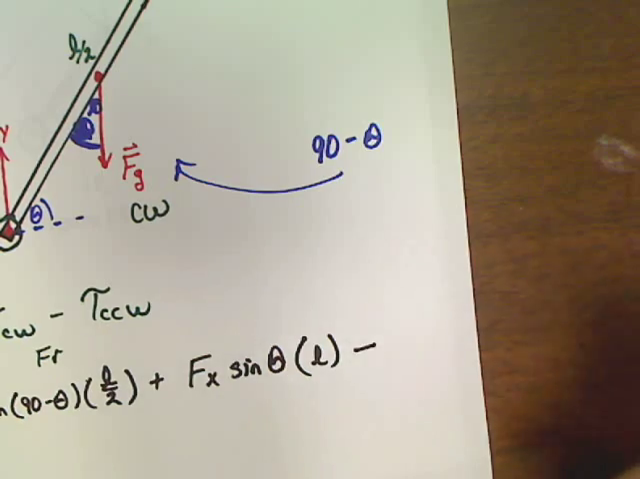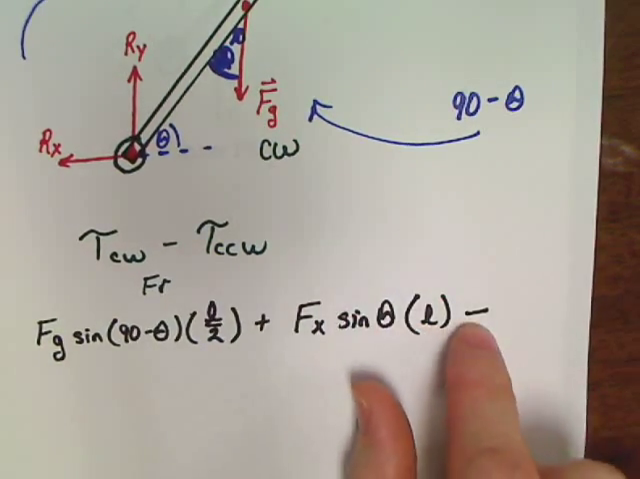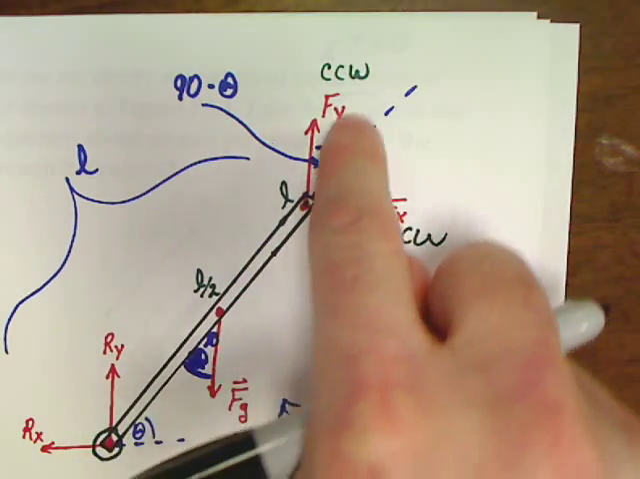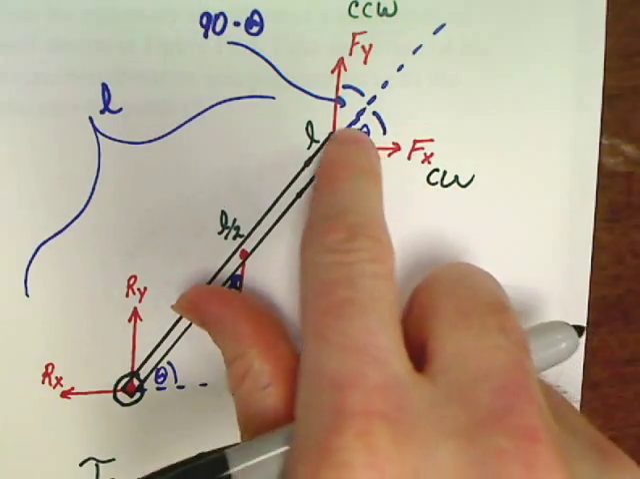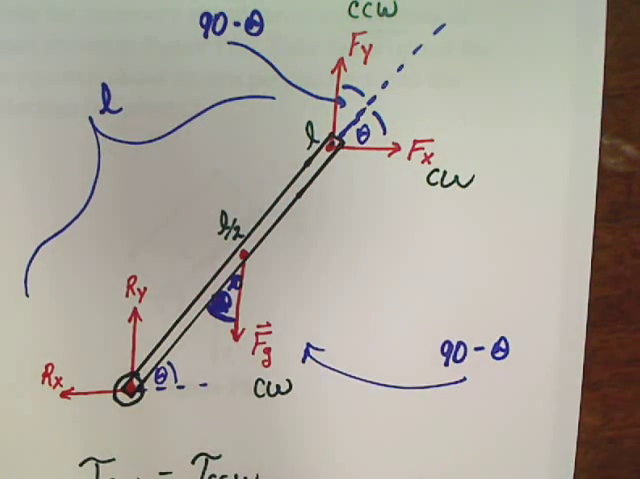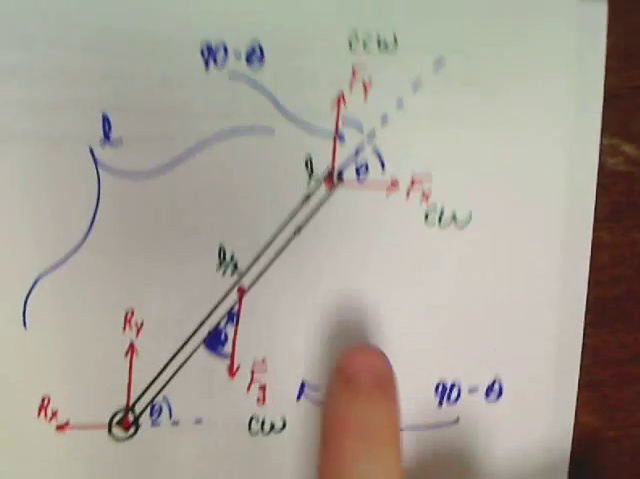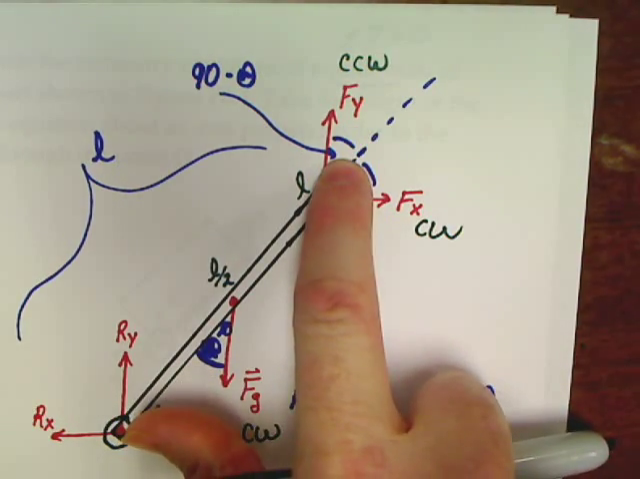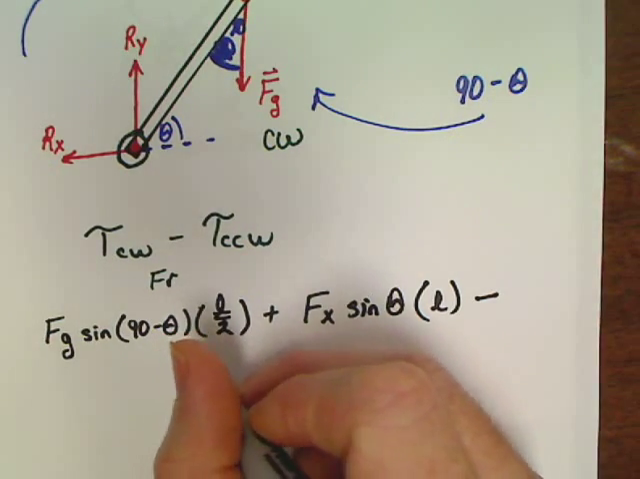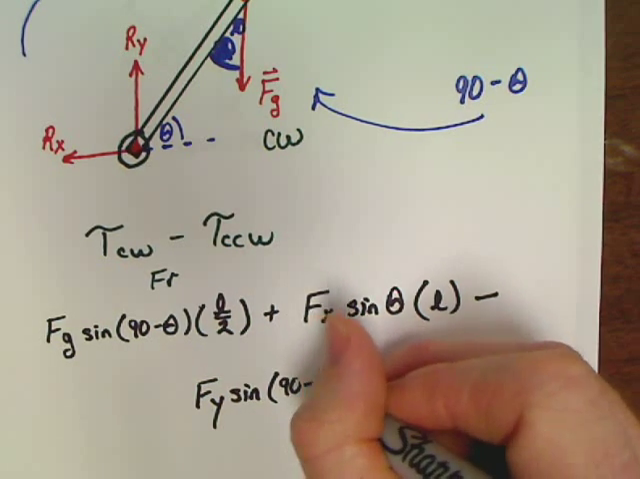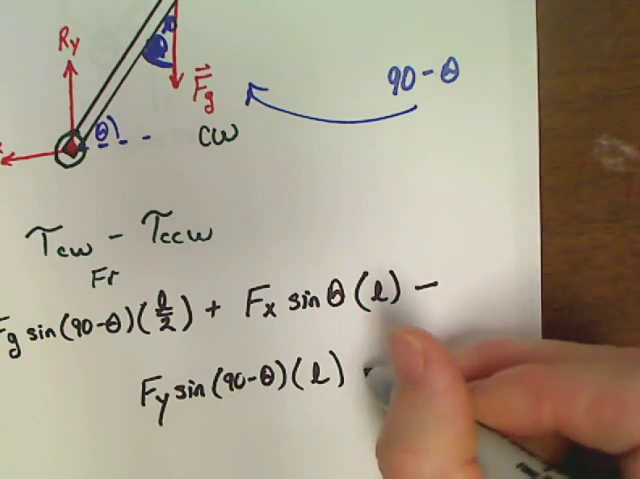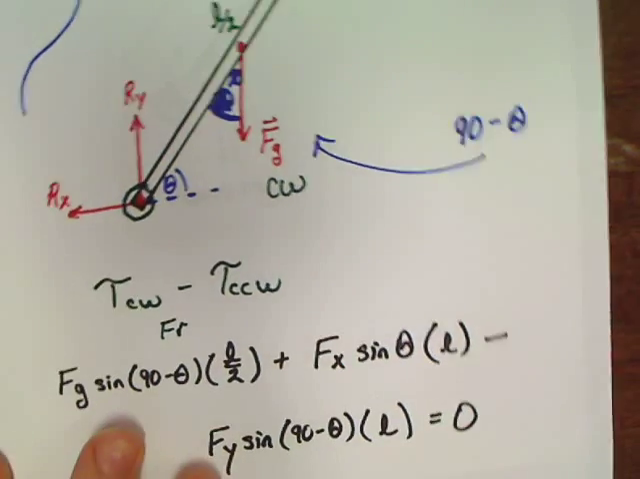Now I'm going to write minus, I'm kind of running out of room on my paper, minus this counterclockwise torque. Wow, 20-minute long video. I apologize, but torques are kind of tricky. So we're going to subtract this one now: minus Fy sine of 90 minus theta times the radius, and the radius is still L, so times L. I'm going to set it all equal to 0 because it said it's equilibrium.